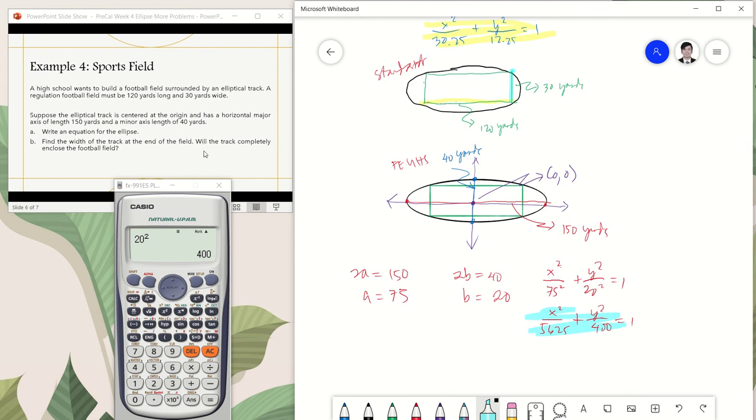So, afterwards, just a follow-up question. Will the track completely enclose the football field? Okay. So, meaning niyan, we have to compare our width to our standard because this is the condition. So, hanapin muna natin yung width ng ating track at the end of the field. So, ibig sabihin, ito.